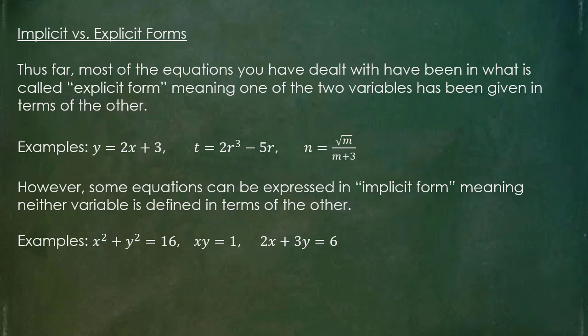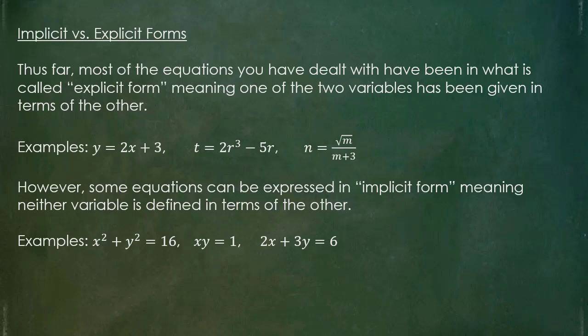So with most of the things that you have dealt with thus far, you've had it in what we would call the explicit form. That basically means that one of the two variables is actually being defined or is written in terms of the other. So as you can see with the examples here in the middle, something like y equals 2x plus 3, a linear equation, that's an explicit form of that particular equation.